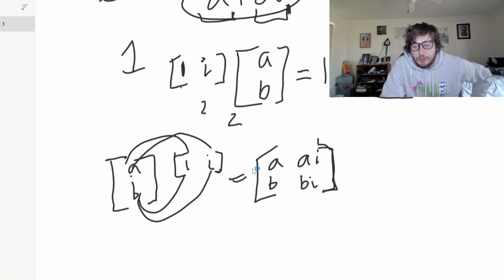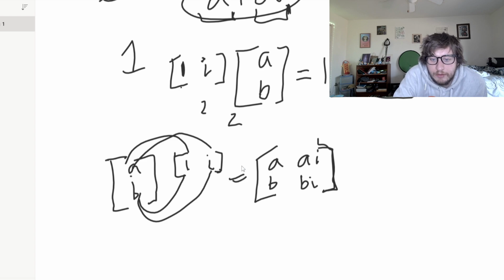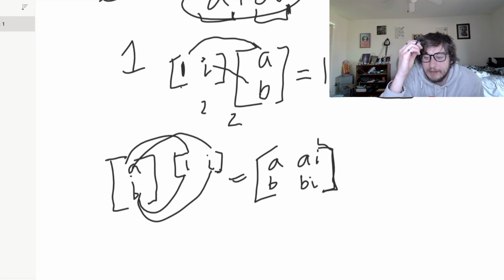So this is 2 rows, 1 column, that's this one. A 1 by 2 times a 2 by 1, you get 1 entry, a plus bi. In this, you multiply this and you multiply this, and then they are added together, and the mechanics of that are hard to explain.